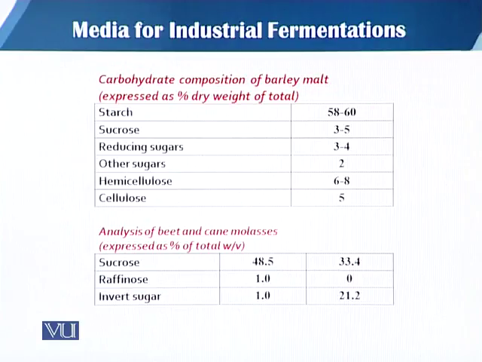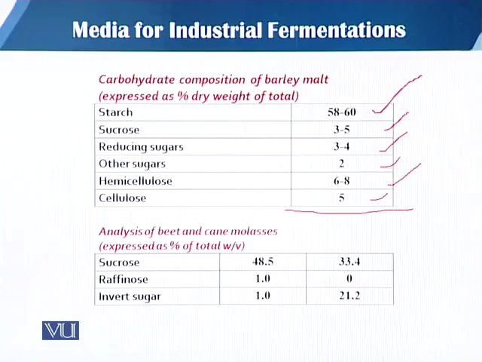In this slide you can see the carbohydrate composition of barley malt, and in the second table the possible composition of beet and cane molasses. Barley malt contains 58 to 60% starch, 3 to 5% sucrose, 3 to 4% reducing sugars, 2% other sugars, 6 to 8% hemicellulose, and 5% cellulose. So this is the composition of barley malt.